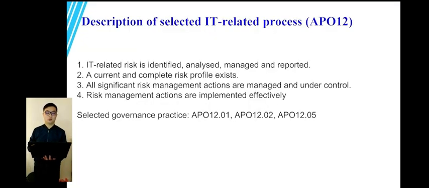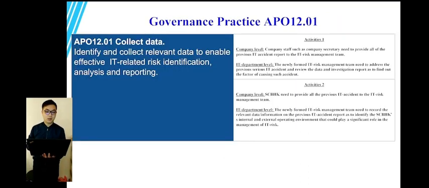Now I would like to move to APO 12. The goal of APO 12 is to analyze risk and ensure risk management actions are implemented effectively. APO 12.01 requires identifying and collecting relevant data to enable effective IT-related risk identification, analysis, and reporting.